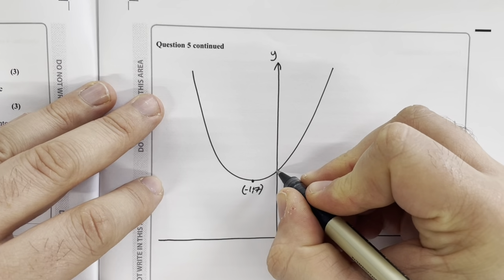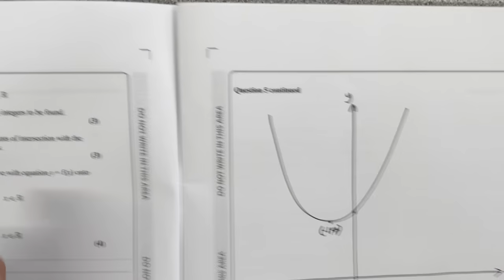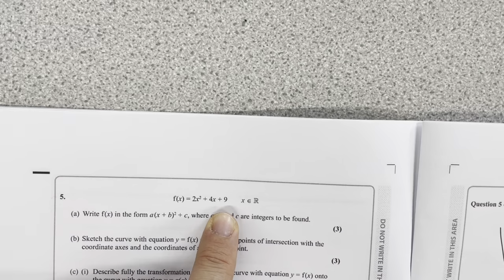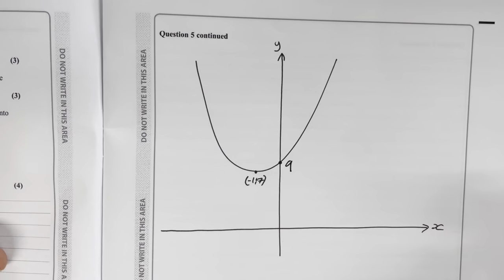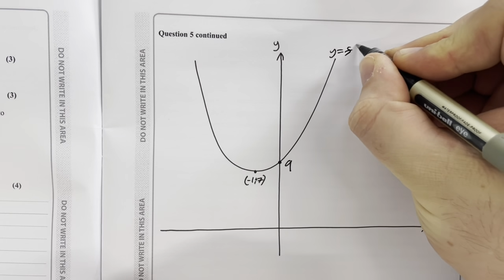And the only point it crosses an axis is here, and that's going to be when x is 0. And we can see that when x is 0, f will be 9. So it's going to cross at 9. There we go. y equals f of x.